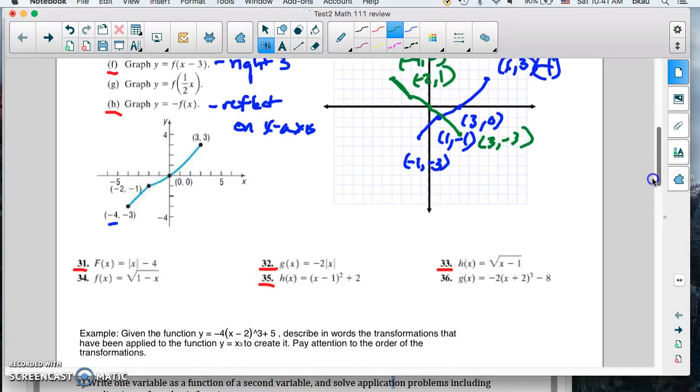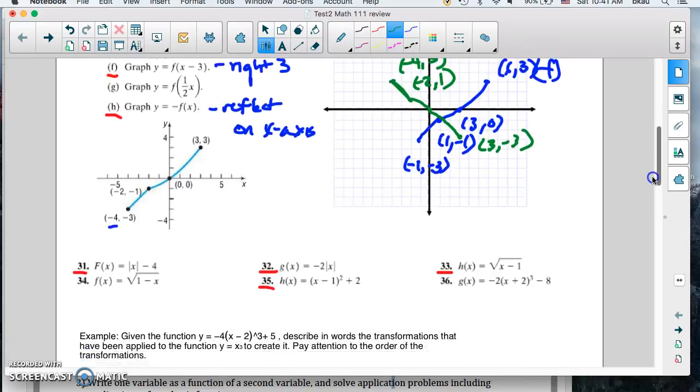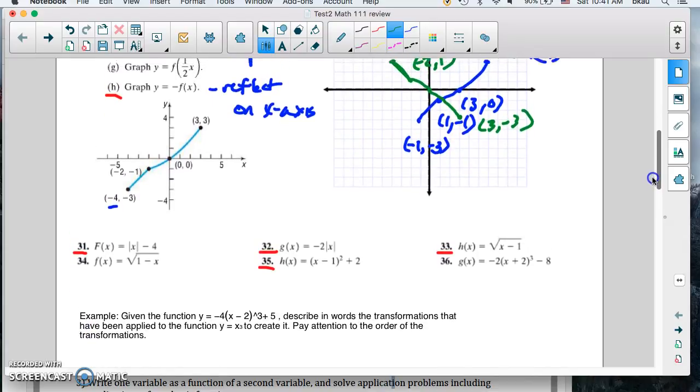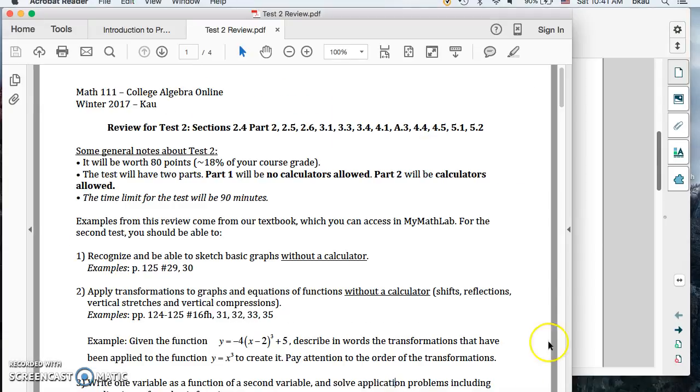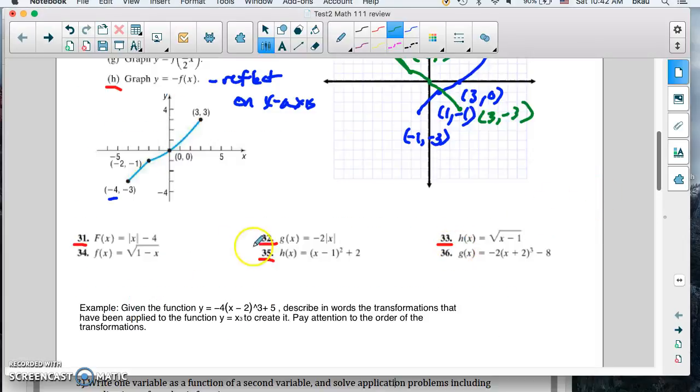Alright, some other things that we ask you to do here is to talk about what the shifts were, I believe. Let's look at this next part. It says apply transformations to graphs and equations, and write out the transformations. So this one right here would be a shift vertically down 4 units.